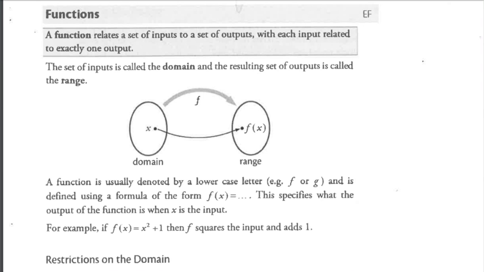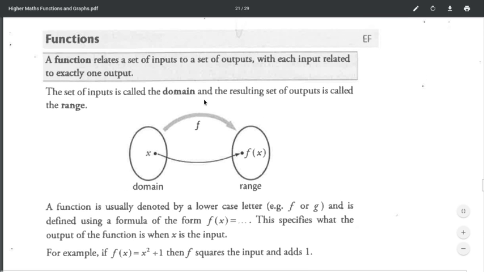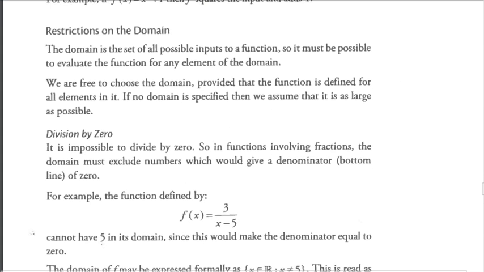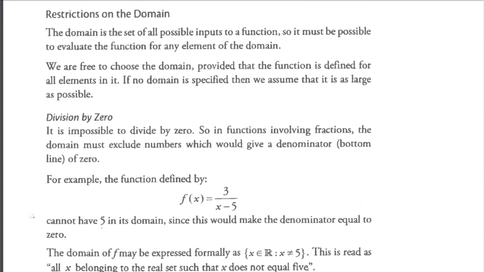We're looking at sets and functions, and in particular the domain and the range of a function. So we talked about what functions are, and we've seen them at National 5. So something of the form f of x equals x squared plus 1, for example. So we're going to look at restrictions on the domain. Remember, the domain is the set of all possible values that x can take.